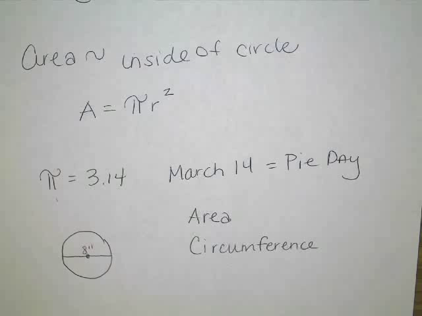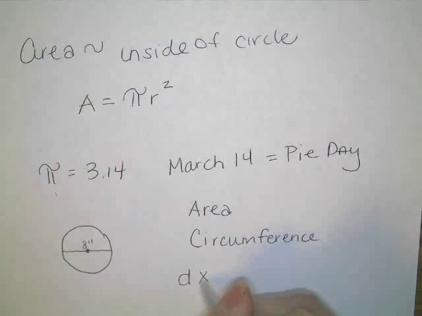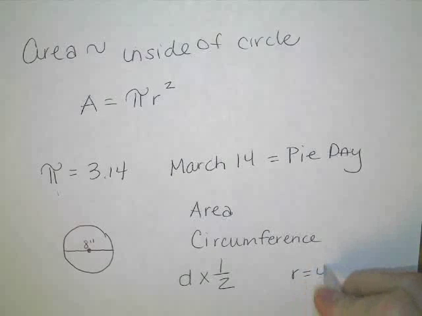And how do we find the radius? We just cut the diameter in half. I'm doing this times a half because if it was a fraction, you have to be able to keep it as a fraction. So 8 times a half is 4. So we know our radius equals 4 then, right?